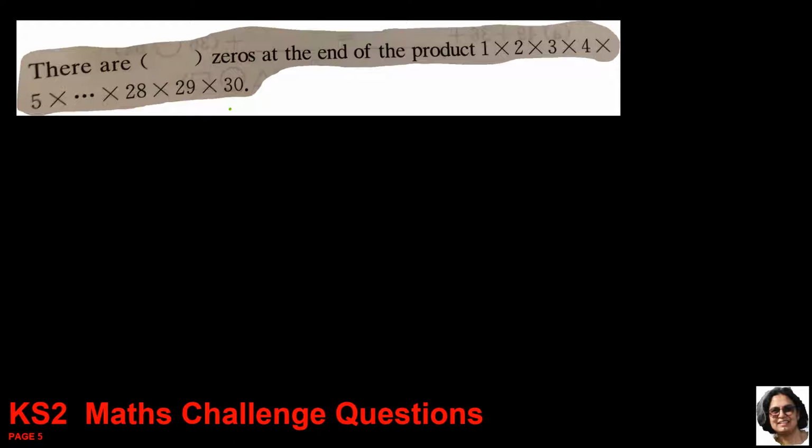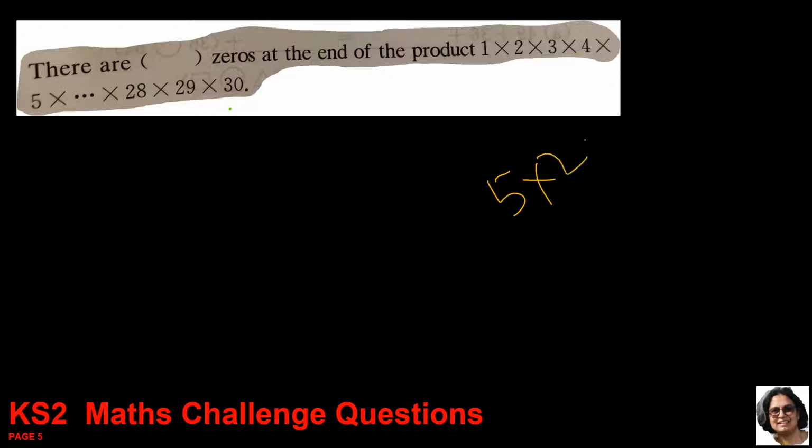So the question here is, how many zeros are there at the end of the product 1 times 2 times 3 times 4 times 5 times, and so on up to 30? To understand this question, what are they expecting us to write? We have to find out the number of zeros at the end of the product.